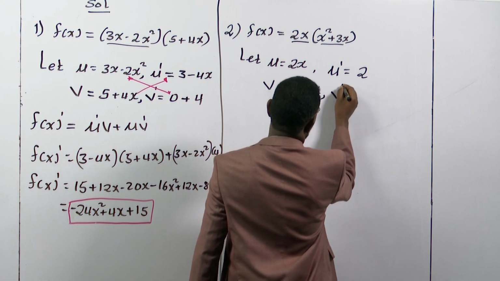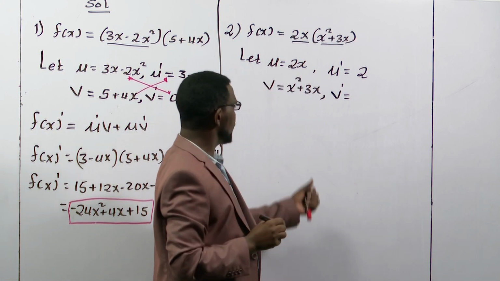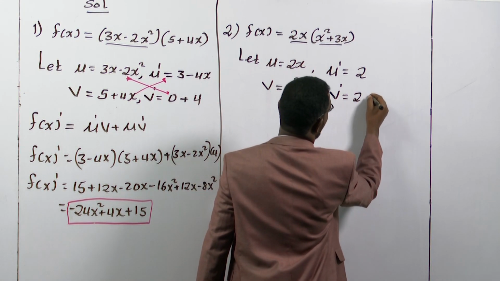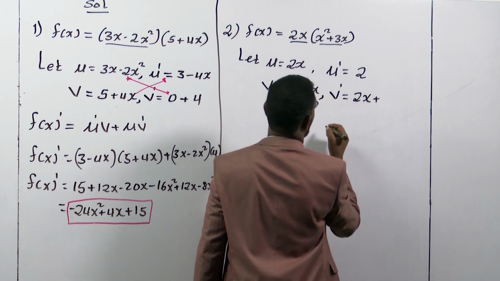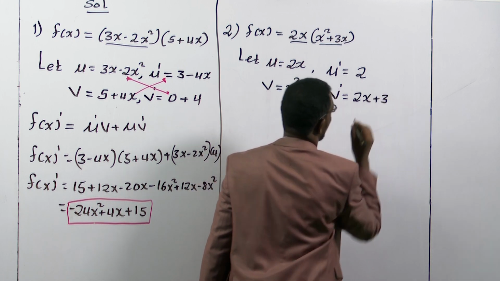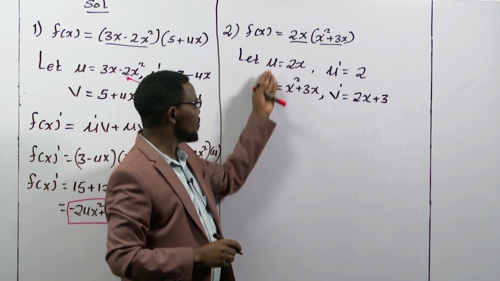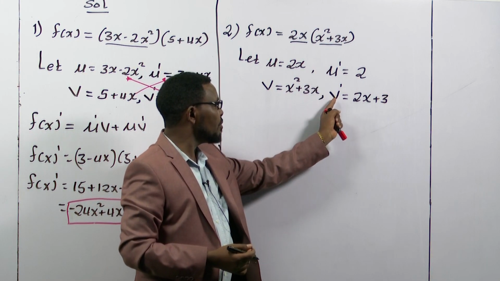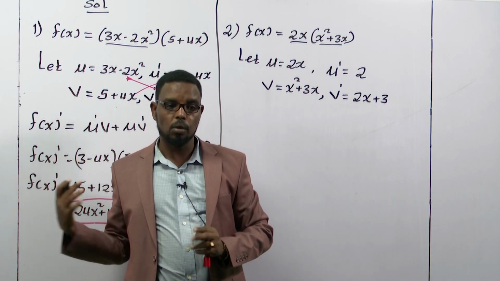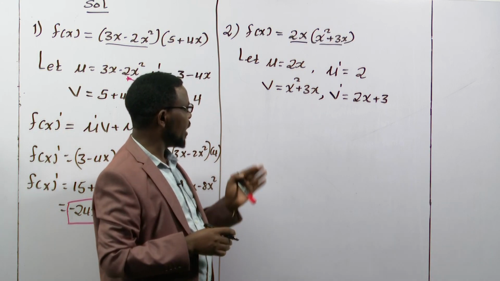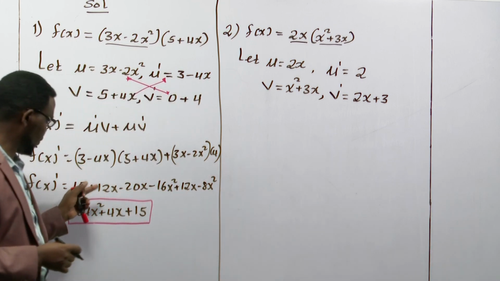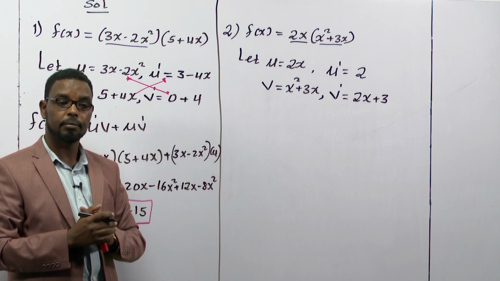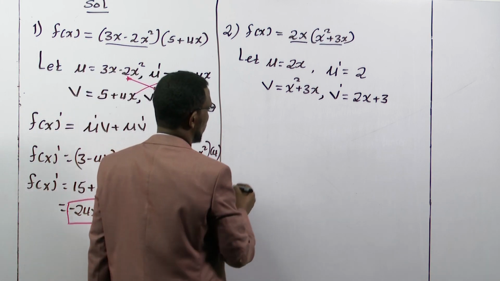Phi prime is equal to what? The derivative of x squared plus 3x will be 2x plus 3. Okay, we have here u, phi, u prime, and phi prime. Just we should come to our formula. As I told you before, we can use cross multiplication.